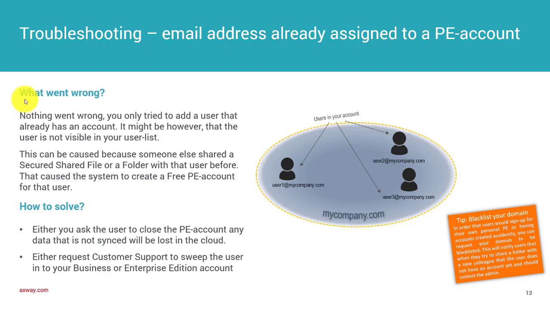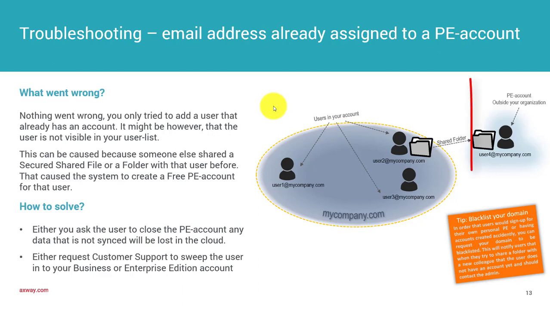You see here the example. I've got user 1, user 2, and user 3 in my company. And what actually happened is that one of the users has shared a folder or a secure shared file with a different user, and that caused the system to generate a free personal edition account outside your company for that user. Now you can ask yourself, what is wrong with that?